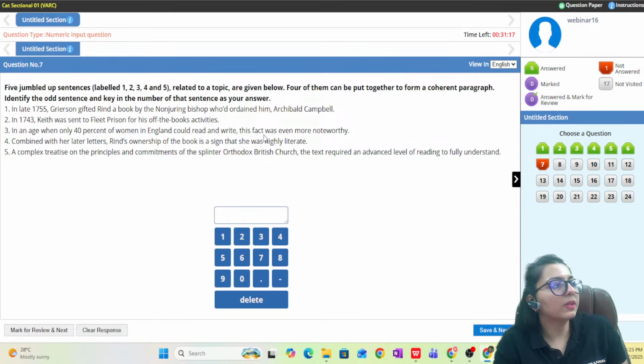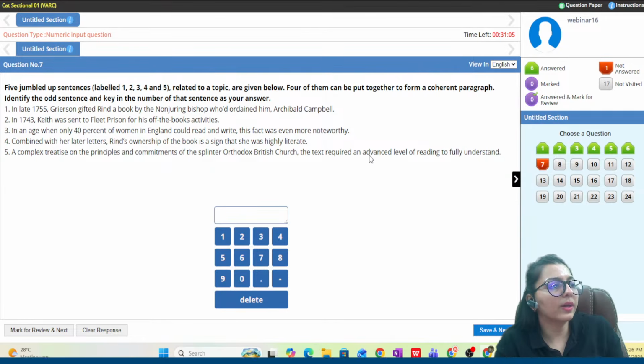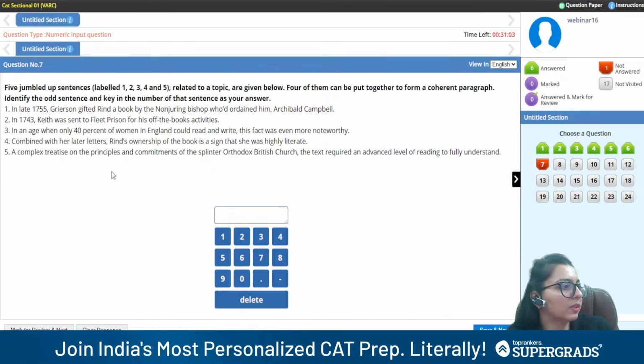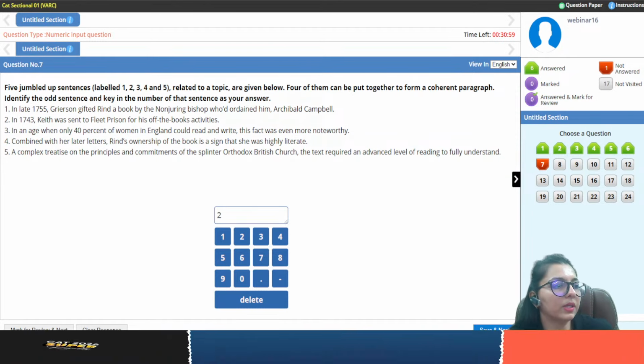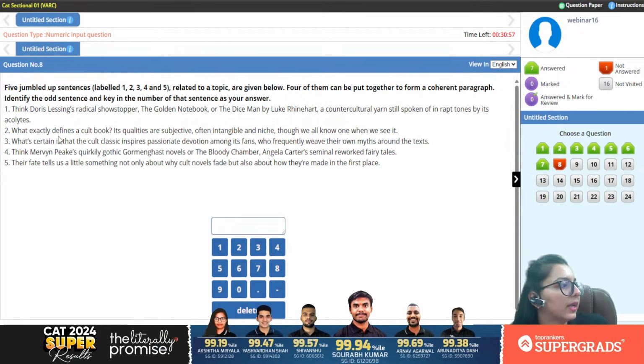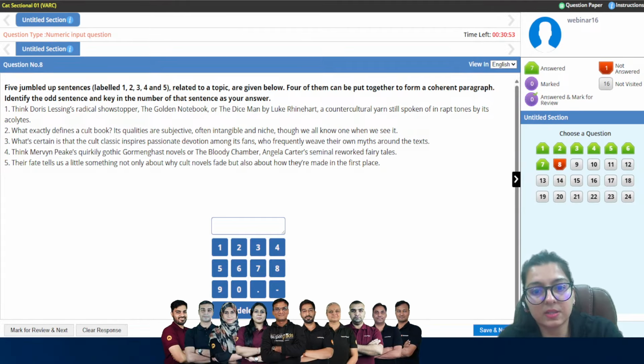Okay, still continuing. This fact was even more noteworthy. Combined with her letters, Rhine's ownership. So, okay, this is also about the letter. A complex treatise on the principles and commitment of the splinter Orthodox British Church. The text required an advanced level of understanding. Okay, so I know the one statement which is definitely an odd statement will have to be 2. Right? Okay. So I'm pretty sure this one's correct because it will have to be that as an answer.